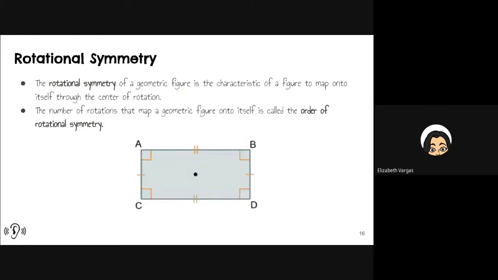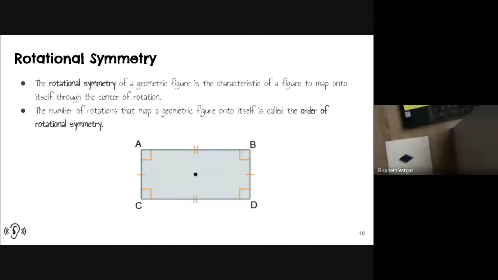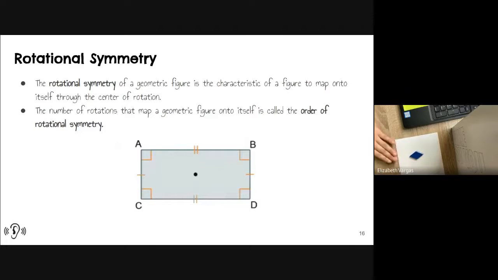Sorry about that. So a better idea is I'm going to go ahead and show you. Okay, and I need to go like this. Okay. So what is rotational symmetry?